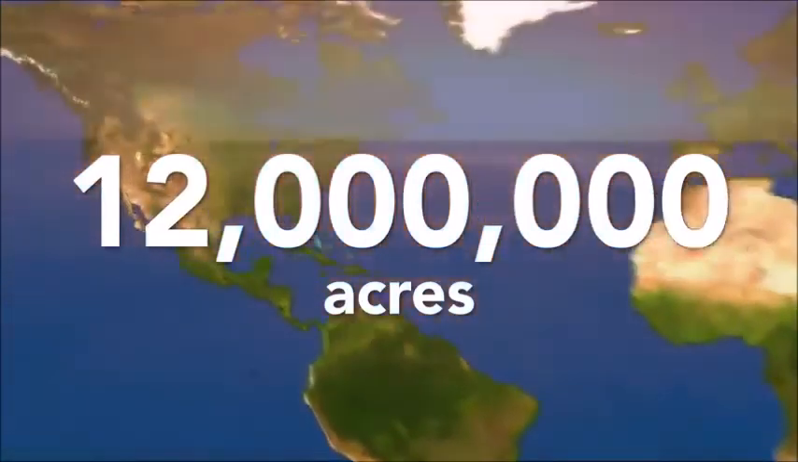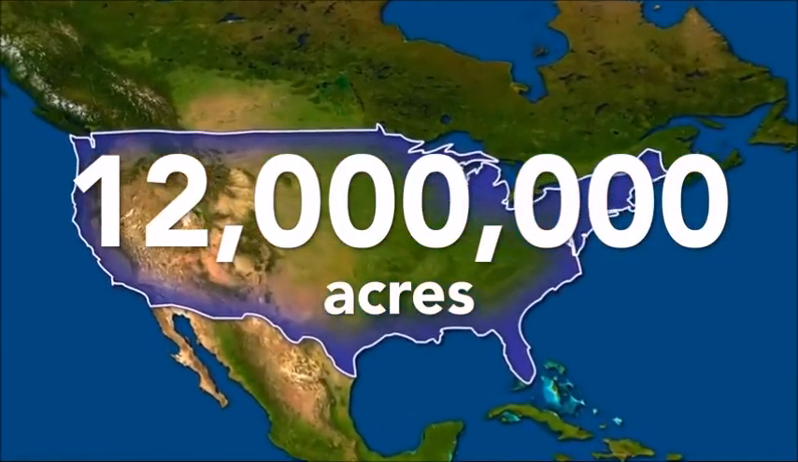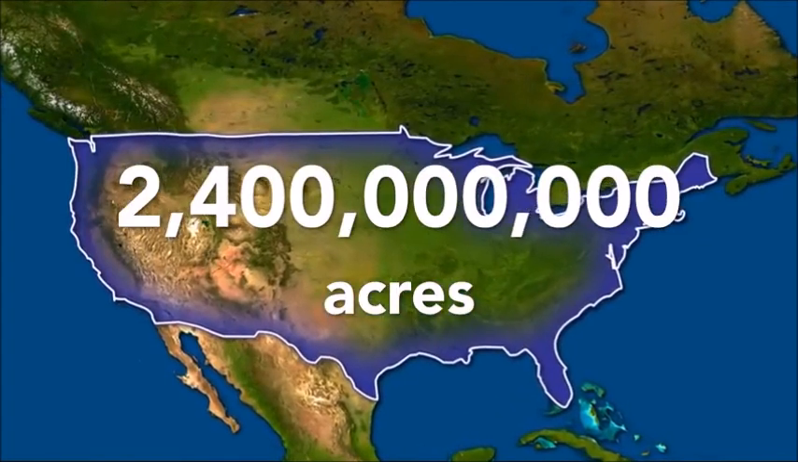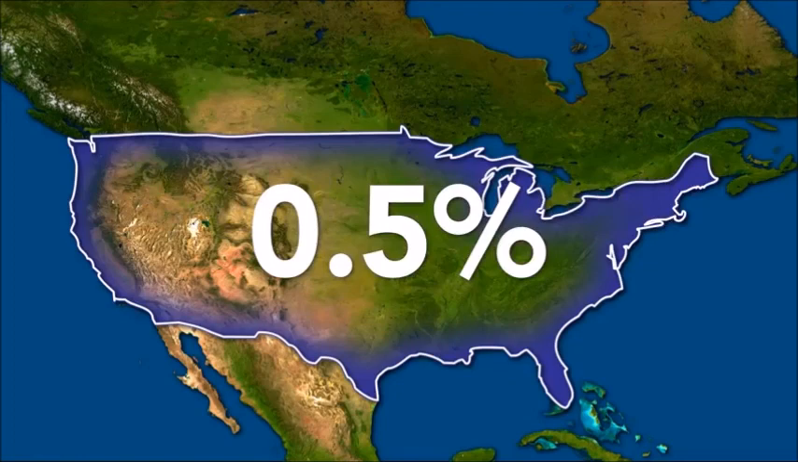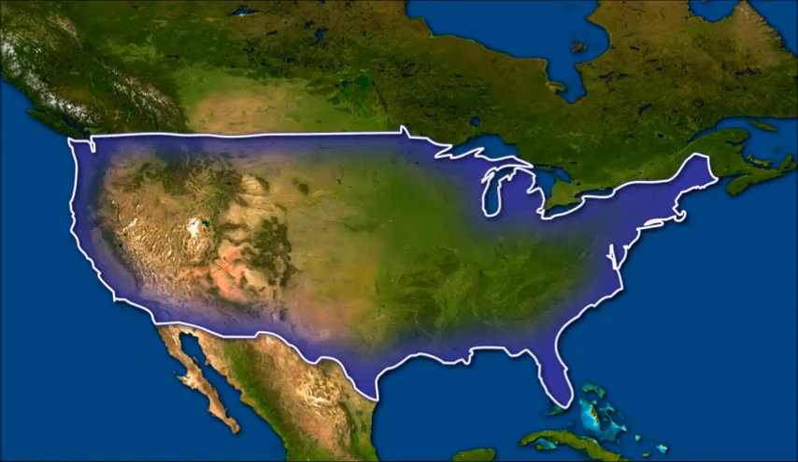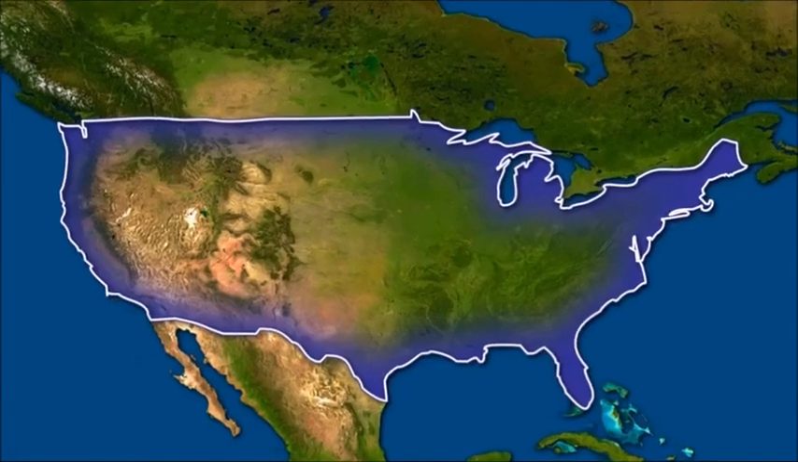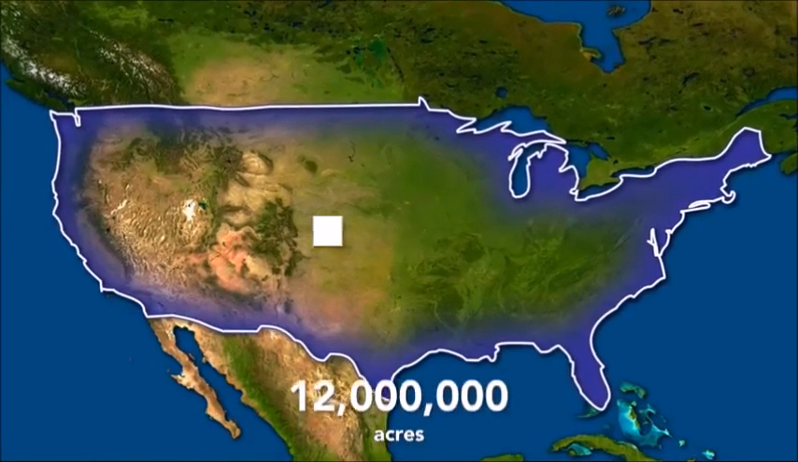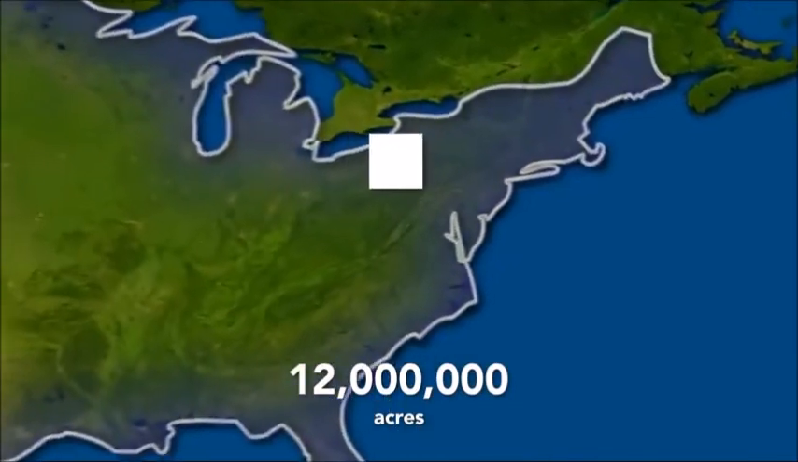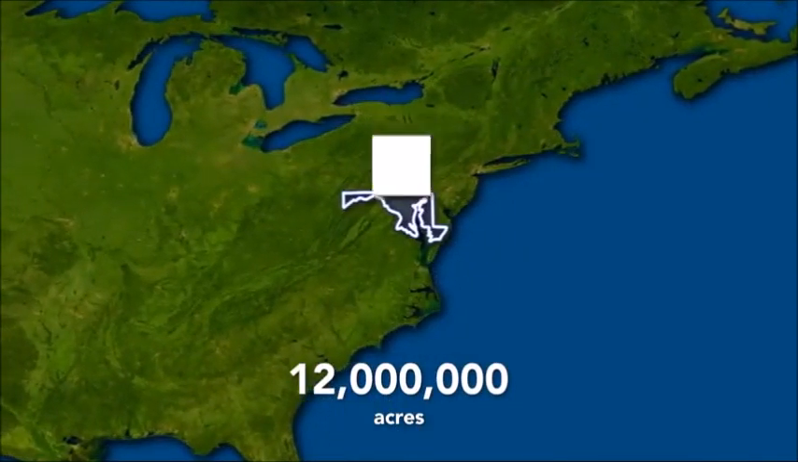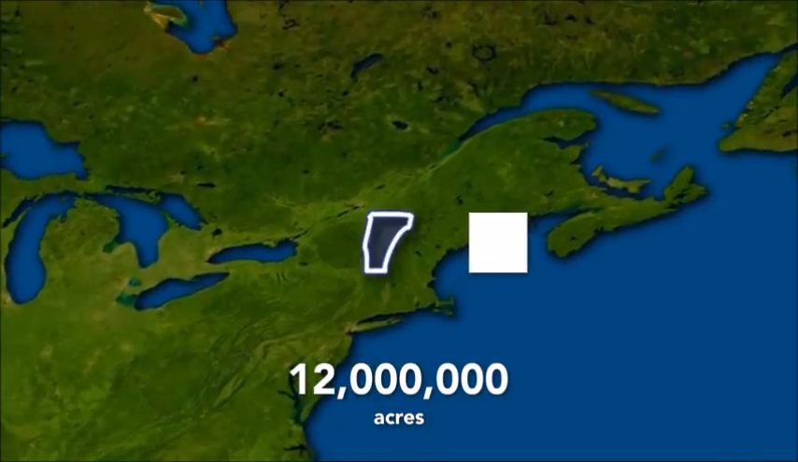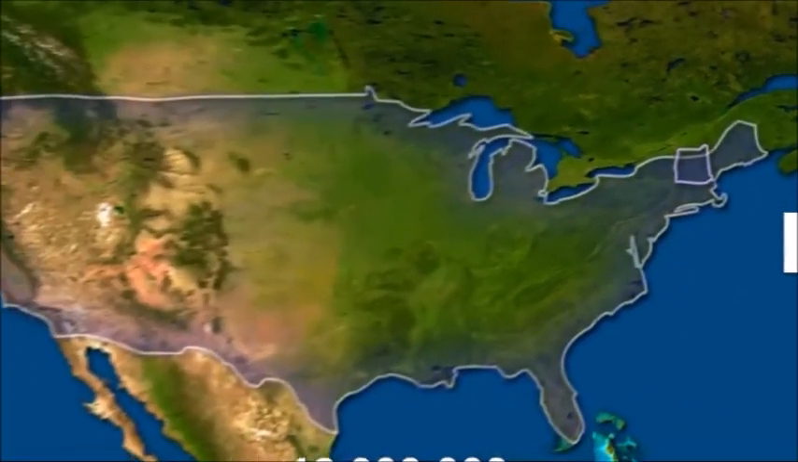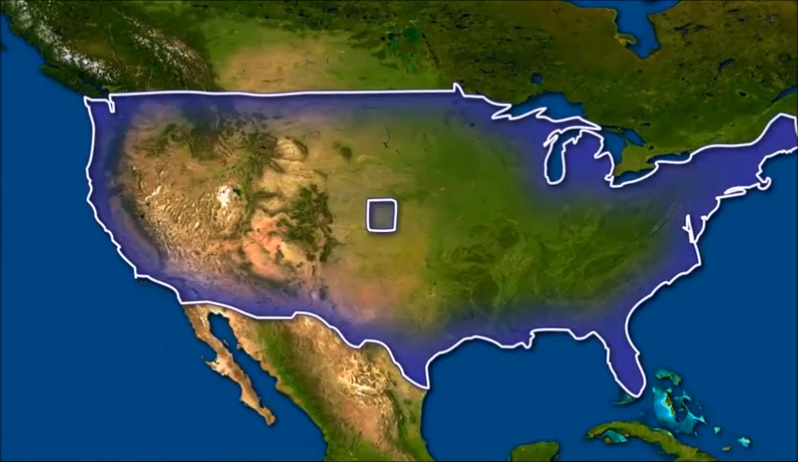This might sound like a lot, but the United States covers an area of over 2.4 billion acres, which means this solar farm would amount to only 0.5, half of 1% of the country's total surface area. Yeah, acres are a lot smaller than I realized. If all of this were concentrated into a single array, it would look something like this. In terms of size, this would be just a little bigger than Maryland and just a little smaller than West Virginia, or roughly the same size as Vermont and New Hampshire combined. If this were made into its own state, it would be the 10th smallest in the country.